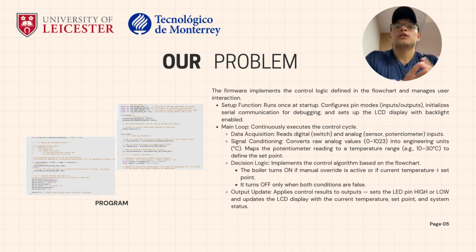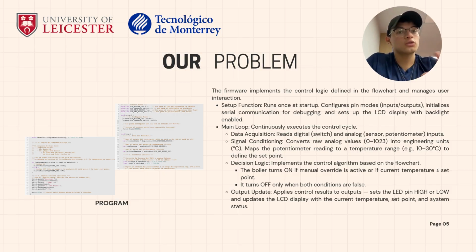In this code, we control a simulated boiler using an LED. First, we define the pins for the LED, the override switch, the temperature sensor, and the potentiometer that sets the desired temperature. In the loop, we read the state of the switch, the ambient temperature from the sensor, and the value of the potentiometer. Then, we convert those readings into degrees Celsius and a set point between 0 and 50 Celsius. The logic is simple.